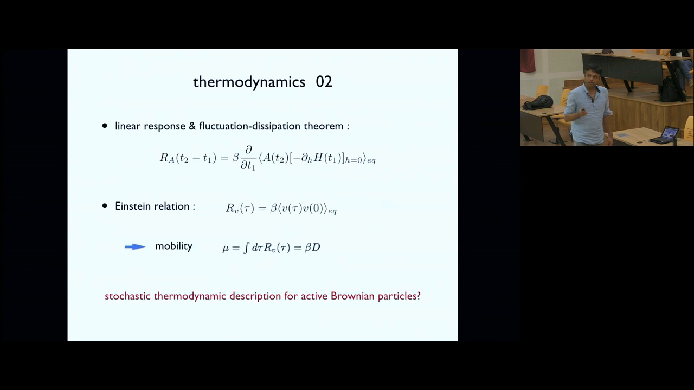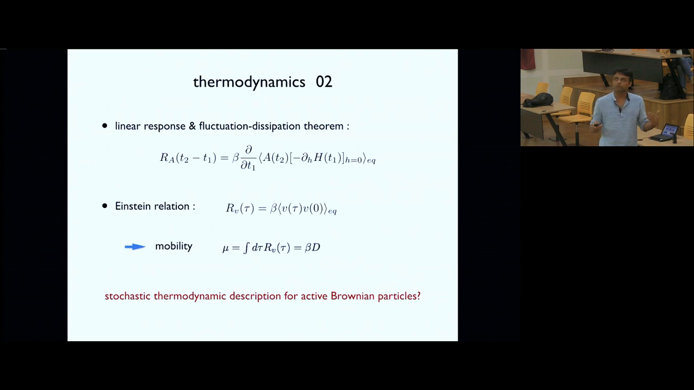The second part is that we normally look at linear response, and look at the relation between the linear response and the fluctuations in the system. That's in equilibrium, but now I'd ask this question: can I develop a stochastic thermodynamic description? Of course we can, for active Brownian particles, taking the stochastic versions of thermodynamic quantities and also looking at response functions.